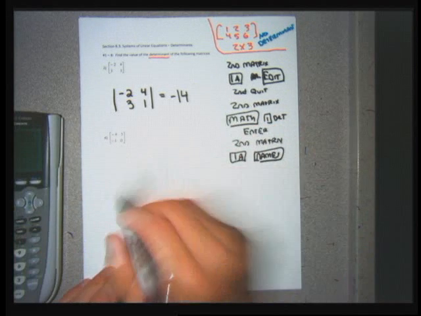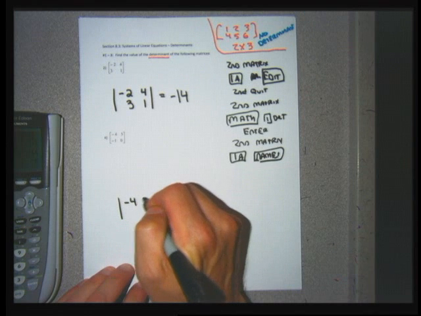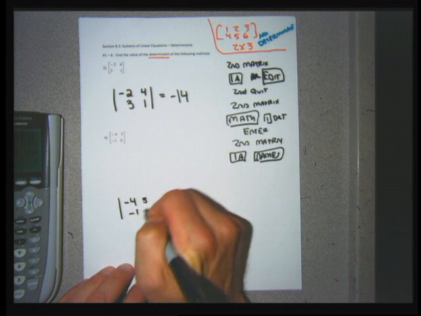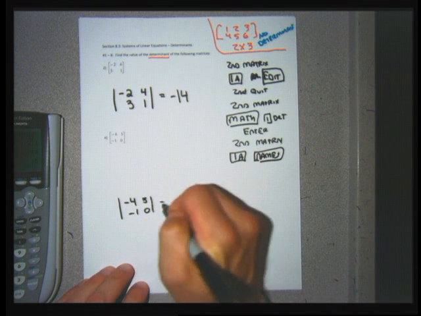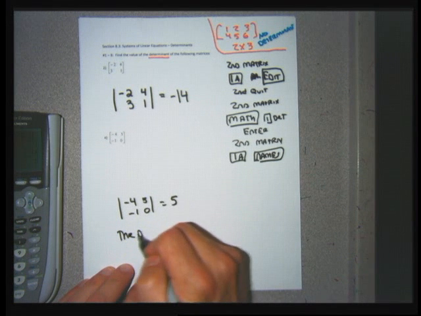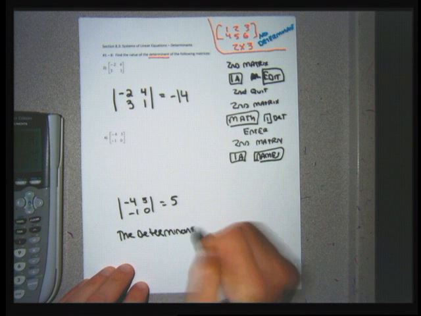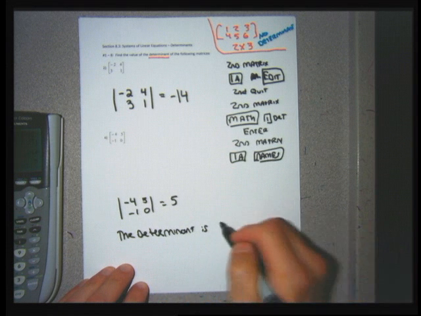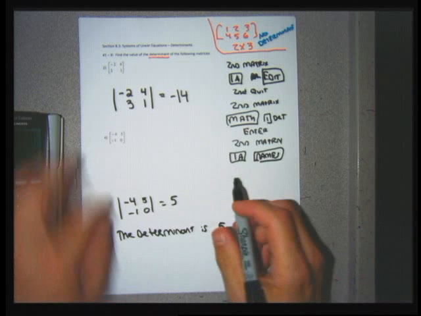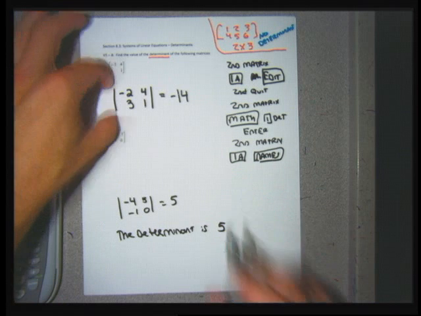So I'll do this for my answer. Rather than saying the determinant in words, I'm going to use a symbol that means the determinant is 5. I could have written the determinant of the matrix is 5. But this to me says the determinant is 5. Similarly, that says the determinant is negative 14.